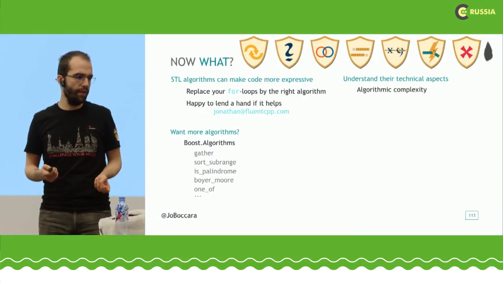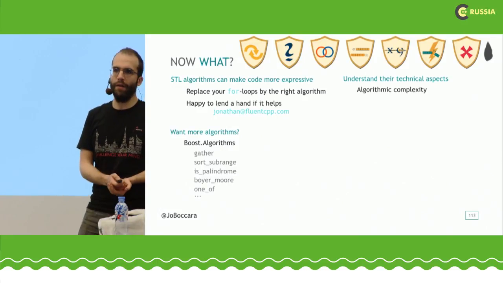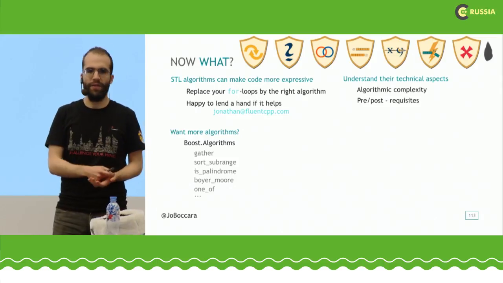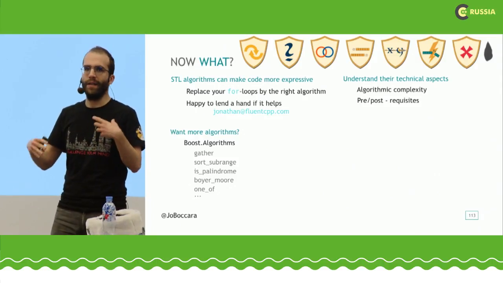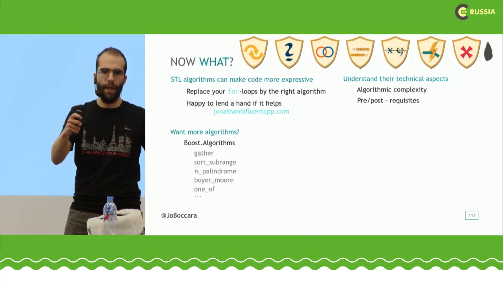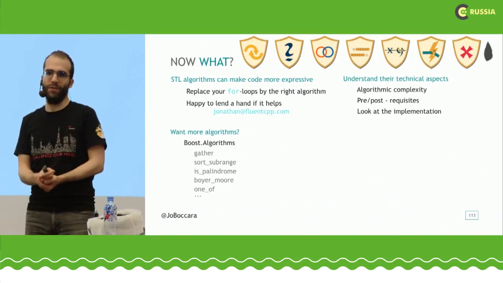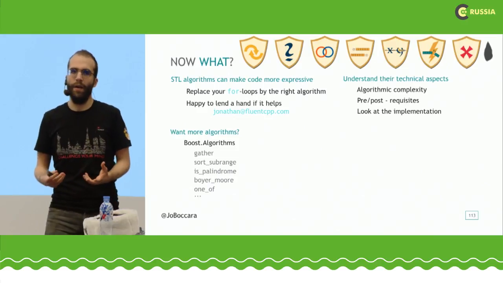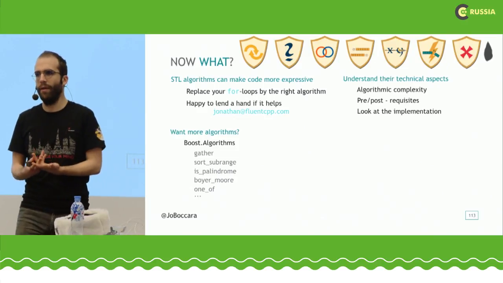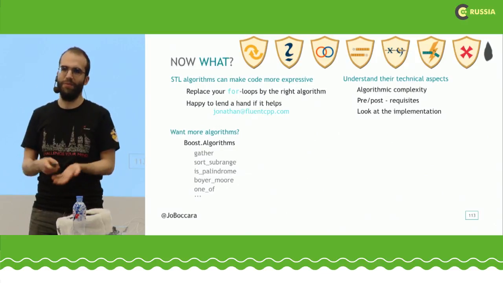What you can do is learn their algorithmic complexity, or their prerequisite, post-requisite, like which of them expect a sorted collection, for example. And look inside. Look at their implementation. Try to implement them yourself. That will give you an intuition about how they work and what their prerequisites and post-requisites are.